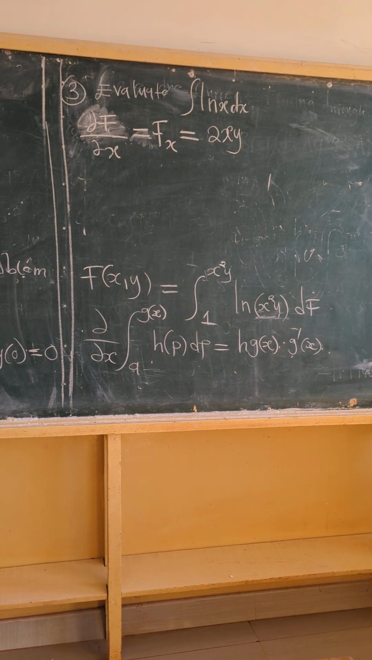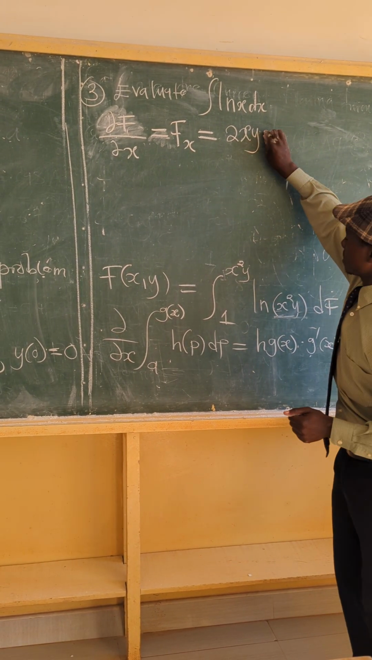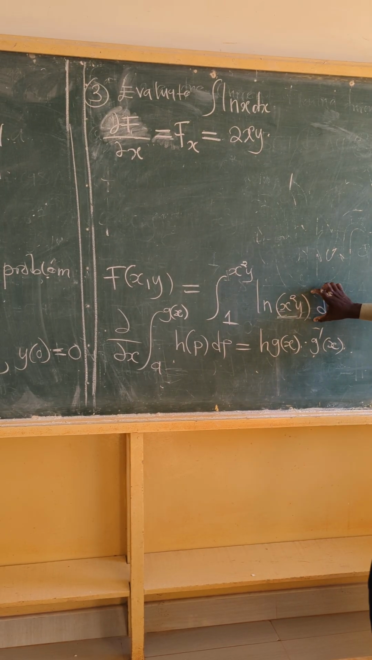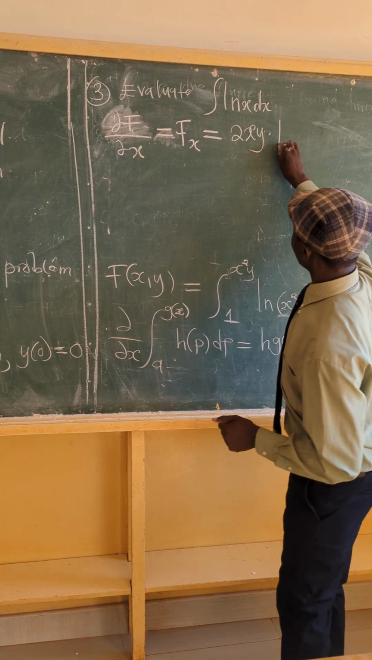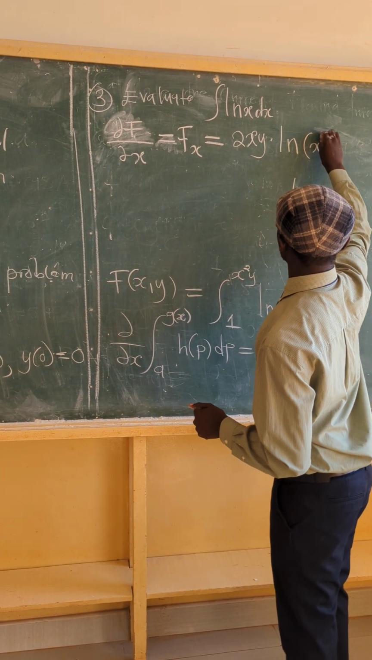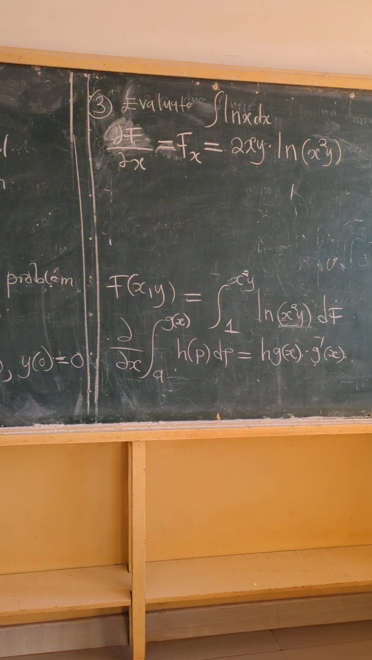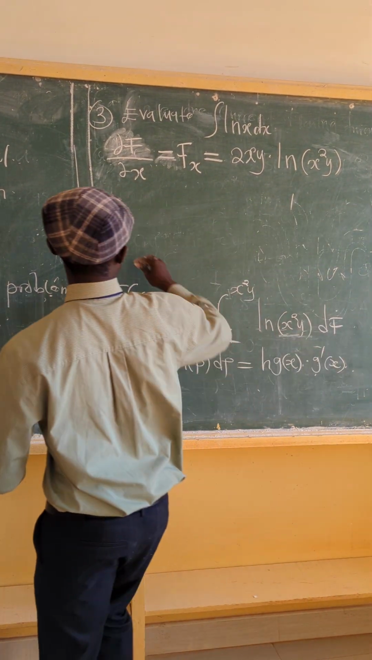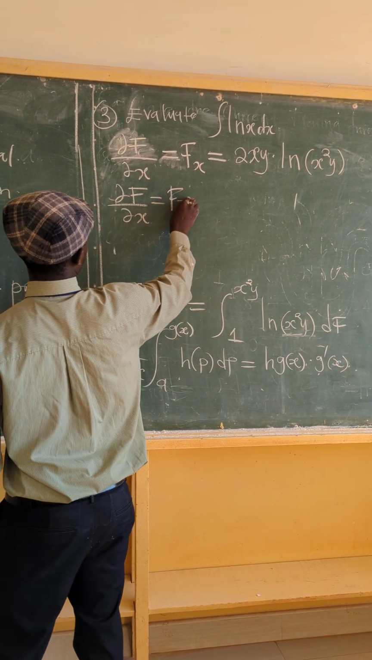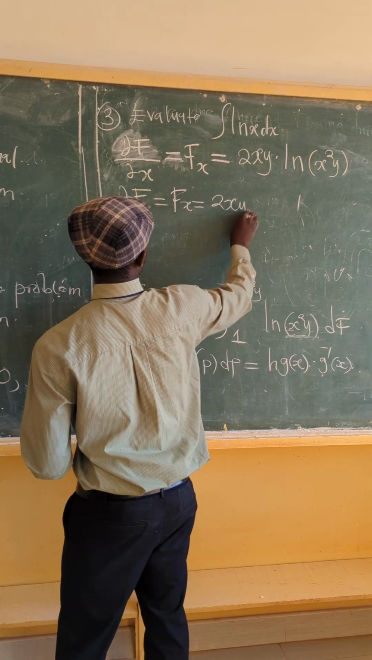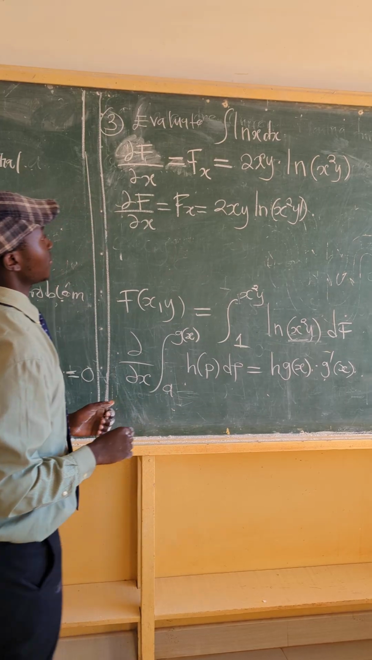So this is our differentiation with respect to x. Then once we do that, we multiply by what is inside the integral itself, which is ln of x squared y. So the partial derivative f of x equals 2xy ln(x squared y). That's our first partial derivative.